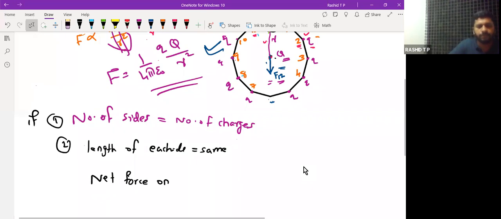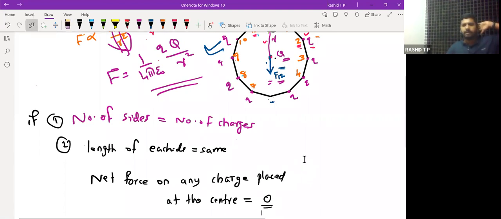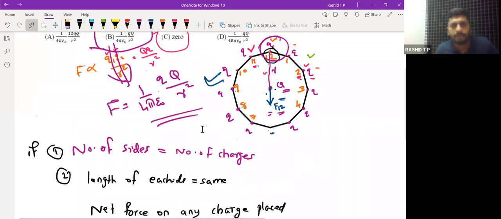The net force on any charge placed or kept at the center of that n-sided polygon will be equal to 0. If at any corner one charge is removed, then simply you can apply the equation 1 by 4 pi epsilon 0, q1 q2 divided by r square. Fine.